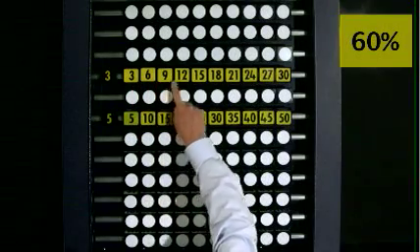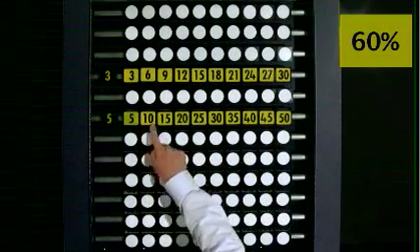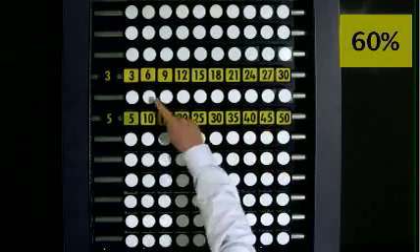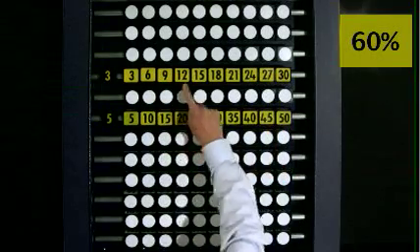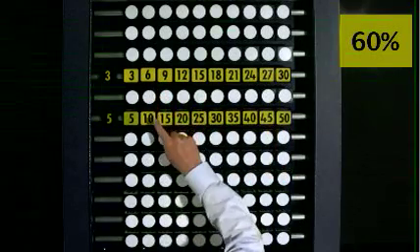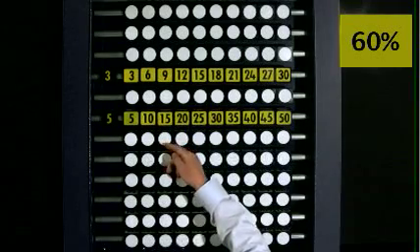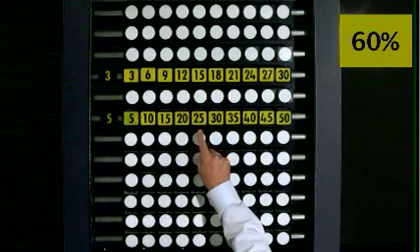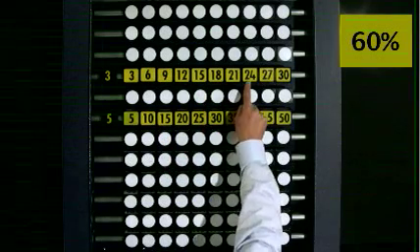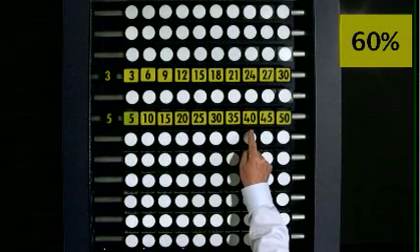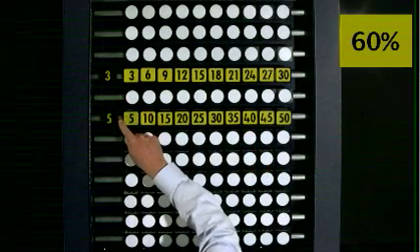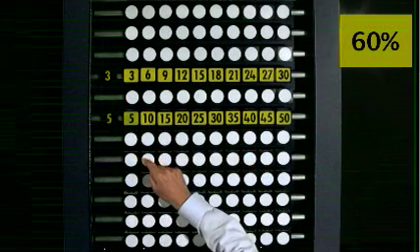Here's the 3 times table. Here's the 5 times table. Every fraction is 3/5. 6 out of 10, 3/5. 15 out of 25, 3/5. 24 out of 40, 3/5. The percentage for 3/5 is 60%.